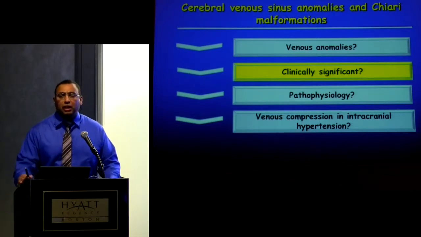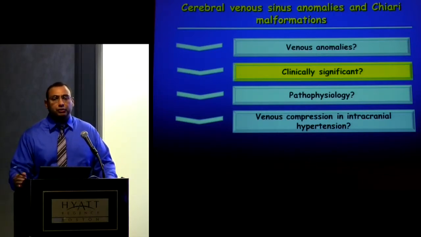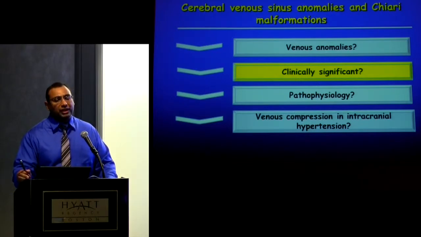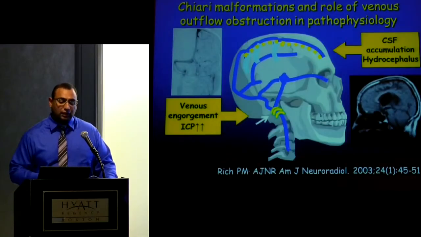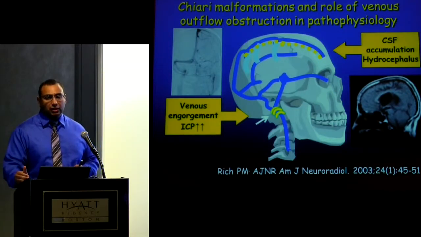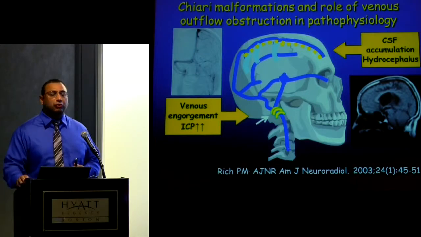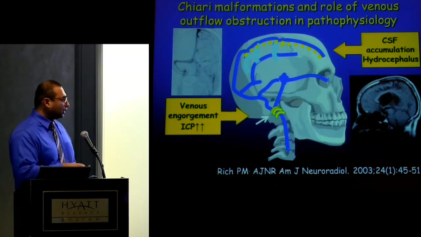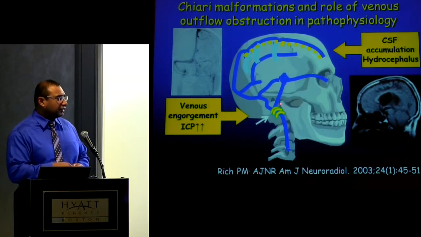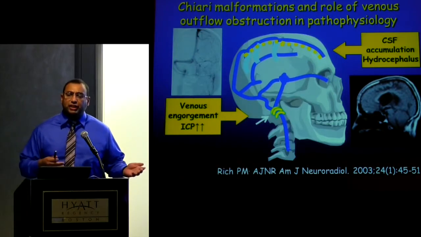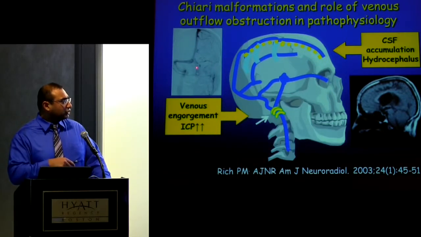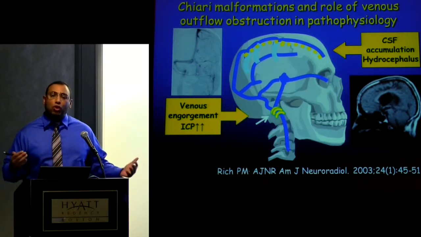Now the question is, are these just angiographic findings, or do they actually contribute to the symptoms of Chiari malformations? In theory, you could hypothesize that they do contribute. Essentially, an occlusive disease at the distant or terminal sigmoid sinus or the internal jugular vein would lead to venous engorgement, which you can sometimes see, particularly in the posterior fossa.